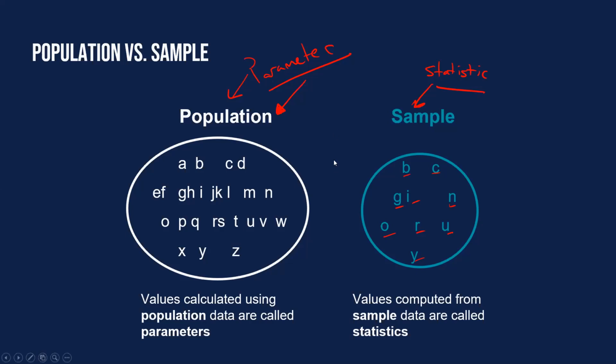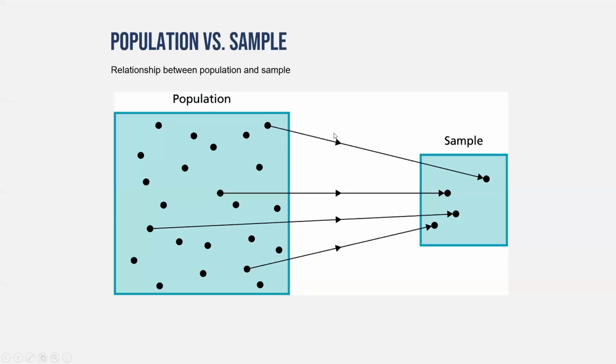Here's just another visualization of this. Imagine these dots represent individuals. Any value calculated from an entire population, again, that's a parameter. But if you were to just take these 4 individuals from this entire population, any value calculated from this small sample, this would be a statistic.